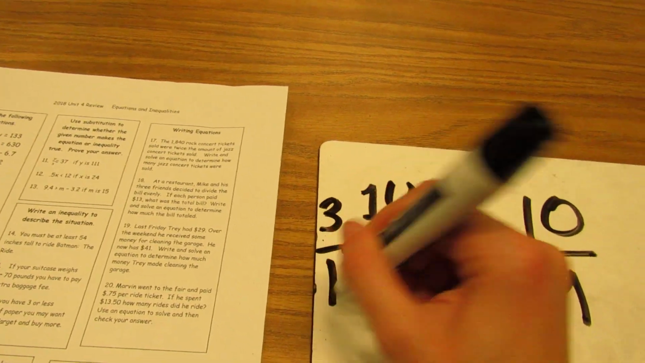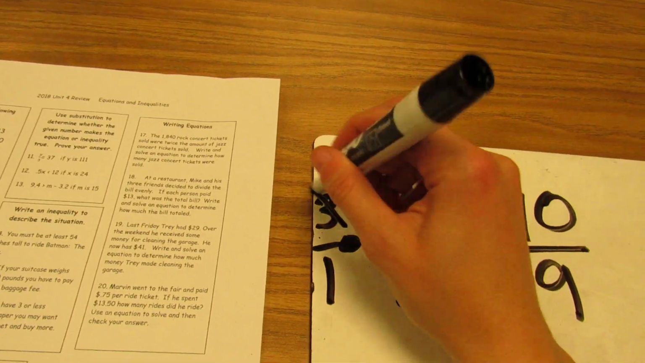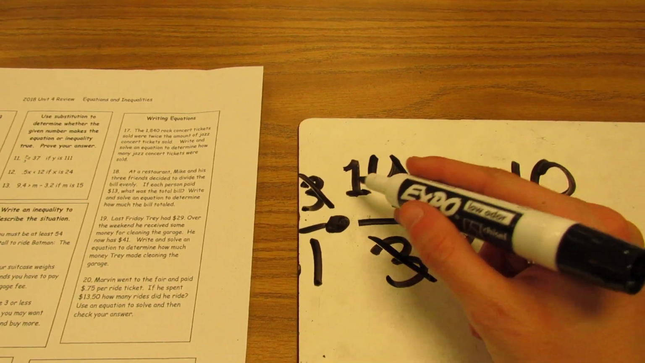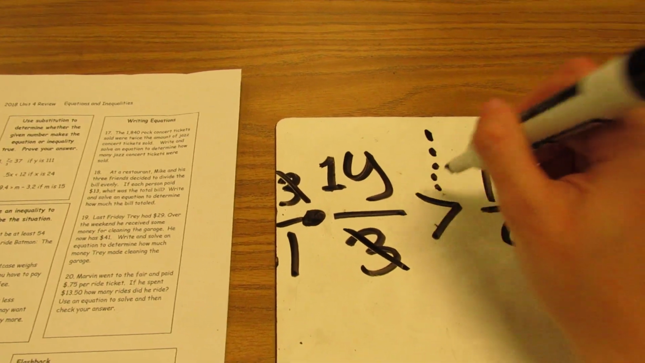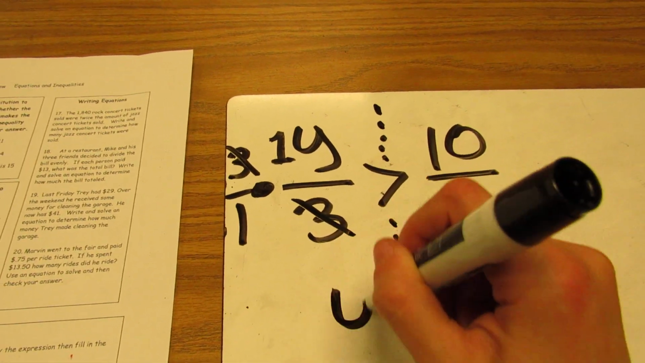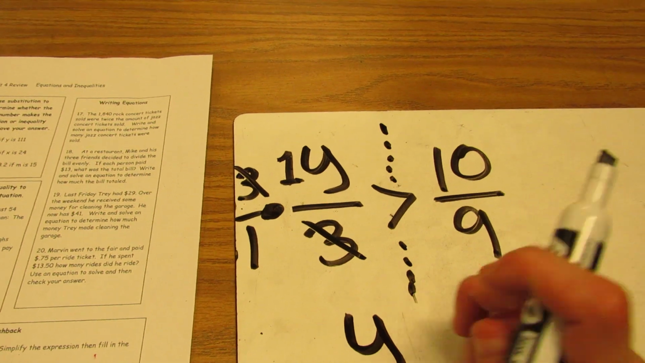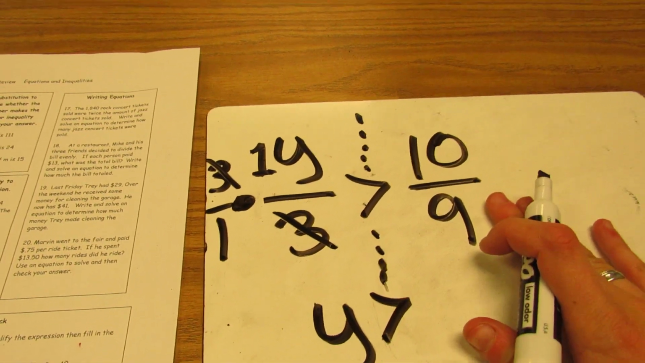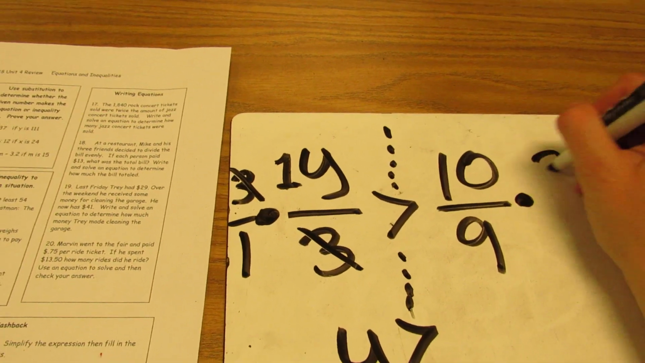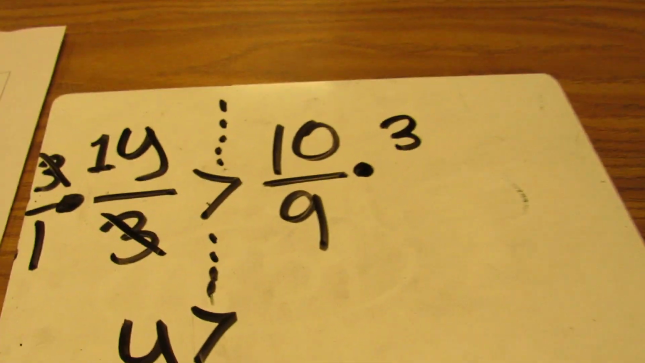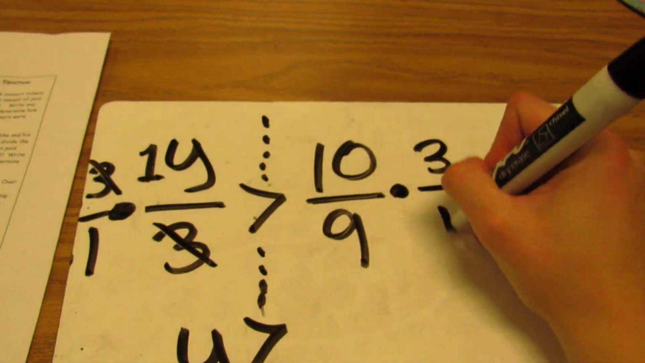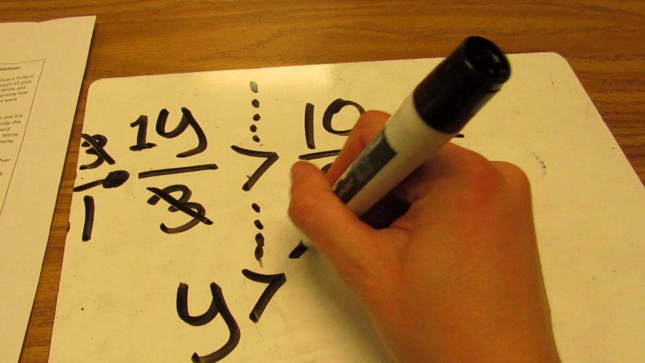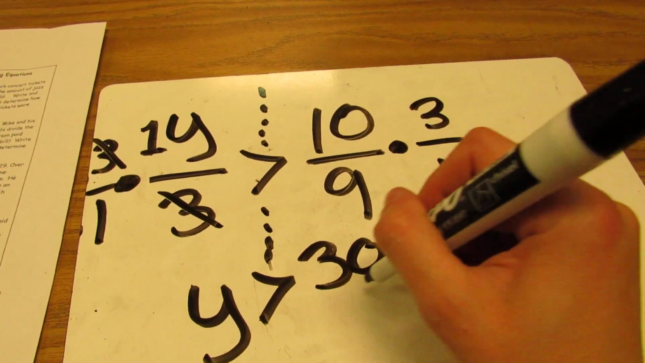3 over 1, if I do that, I can cancel out 3, because 3 divided by 3 is 1. And 1y is still what? Y. So y is greater than, whatever I did on this side, I have to do on the right side as well. So I'm going to multiply by 3. 3 is a whole number, but as a fraction, it looks like this. Okay? So 10 times 3 is 30. 9 times 1 is 9.